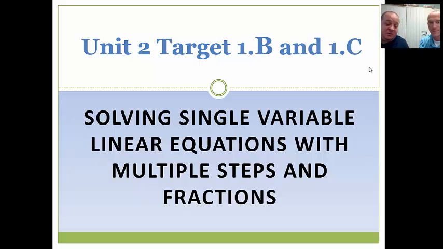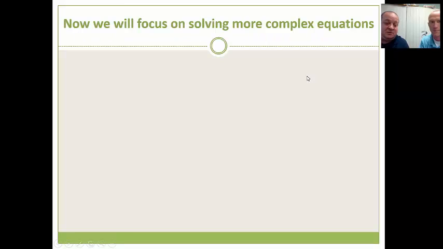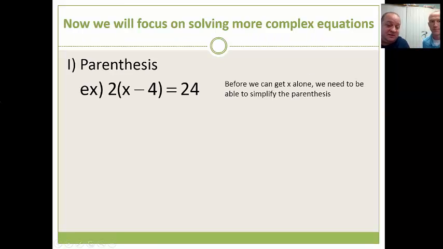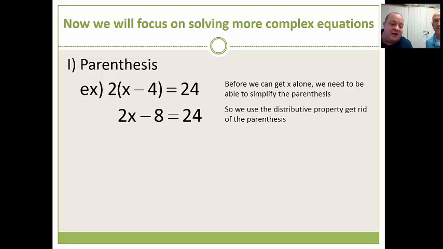So the first thing we're going to look at is the more complex equations with parentheses. Before we can get x by itself, we need to be able to simplify what's in the parentheses. So you have an example, 2 times x minus 4 in parentheses equals 24. What you do is you multiply the outside by the inside. 2 times x gives you 2x. 2 times negative 4 gives you negative 8. And you have 2x minus 8 equals 24. So we use the distributive property to get rid of the parentheses.